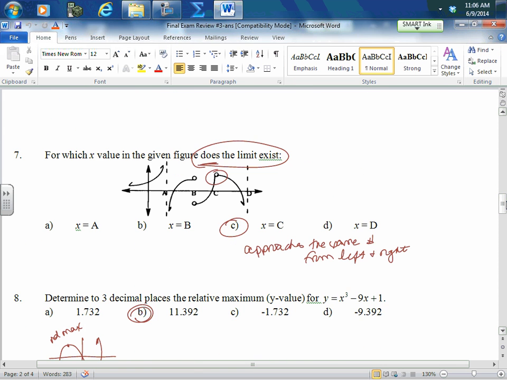Which value does the limit not exist? Okay. Oh, I'm sorry. Does the limit exist? So it does not exist at B. It does not exist at A, but you see C? It approaches the same. It approaches this guy. So that limit, we could find that y value. So it does exist at C. That's a question to watch, right? Usually we say where it does not exist.